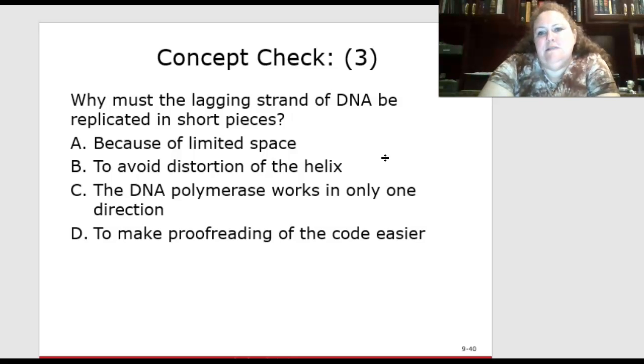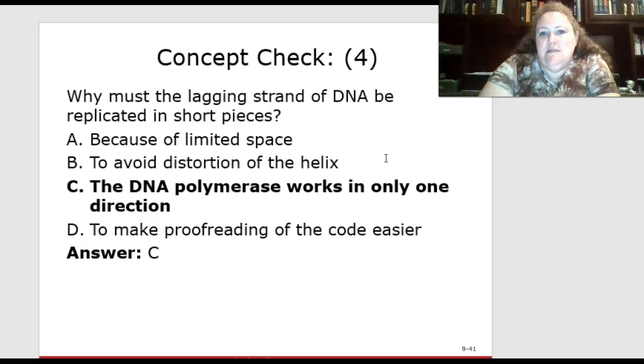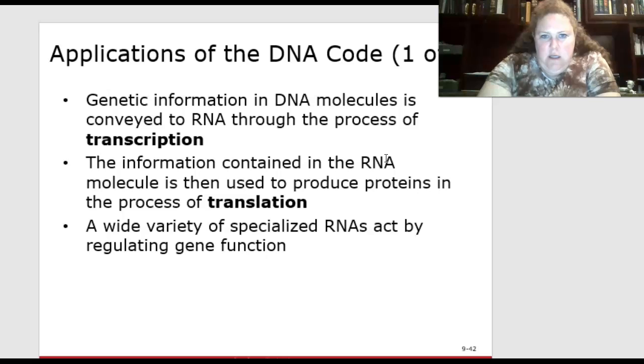So here's another concept check. Why must the lagging strand of DNA be replicated in short pieces? Well, remember, it's because the DNA polymerase only works in the 5' to 3' direction. So this is like walking backwards. We're still making forward progress. We're just doing it one step at a time backwards, okay?